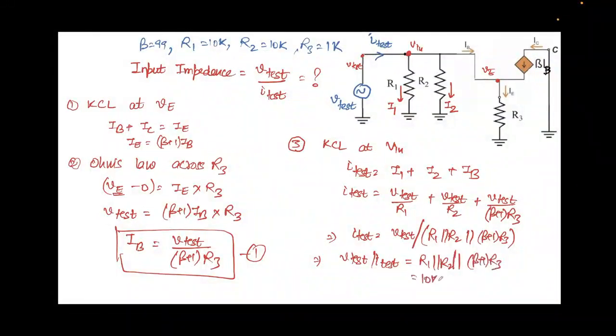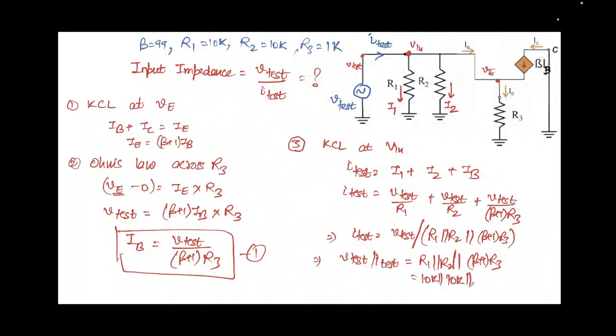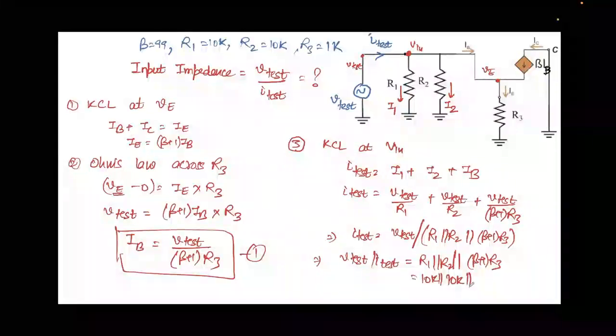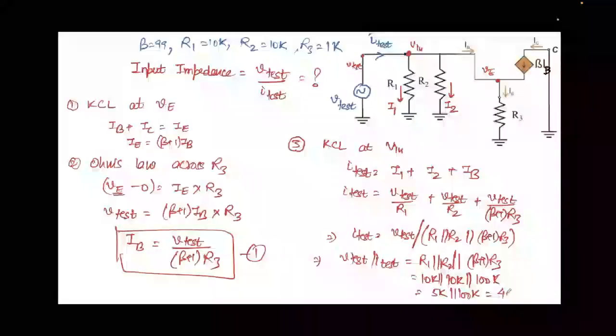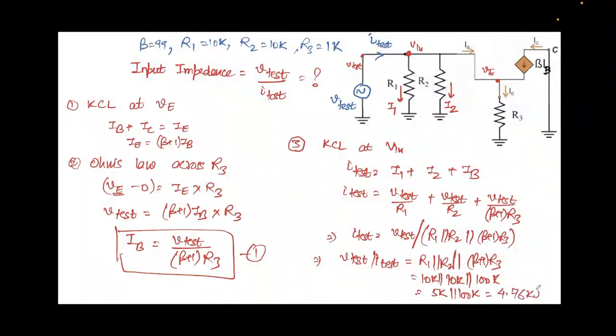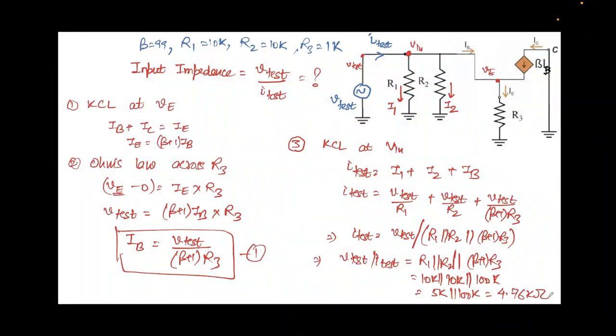So this is 10K parallel 10K parallel. Beta is 99, so that will be 100 into R3, that will be 100K. 10K parallel 10K is 5K, so 5K parallel 100K. Let me look into my calculator, and yes, this value is coming out to be 4.76 kilo ohms. So this is nothing but V test over I test, nothing but input impedance Zin, right?